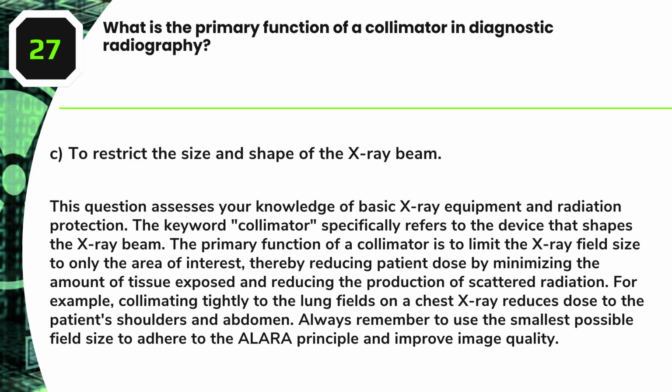Answer: C. To restrict the size and shape of the X-ray beam. This question assesses your knowledge of basic X-ray equipment and radiation protection. The keyword collimator specifically refers to the device that shapes the X-ray beam. The primary function of a collimator is to limit the X-ray field size to only the area of interest, thereby reducing patient dose by minimizing the amount of tissue exposed and reducing the production of scattered radiation.